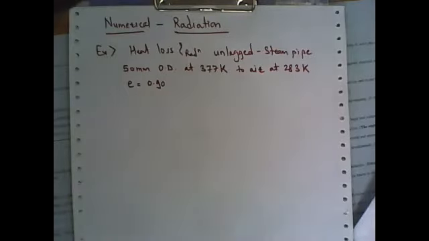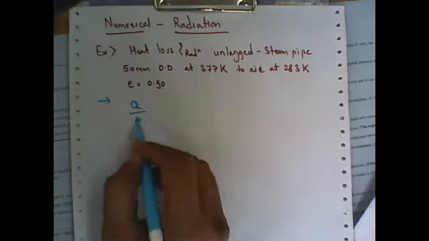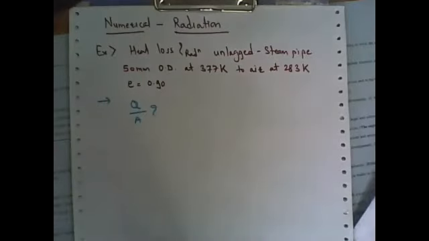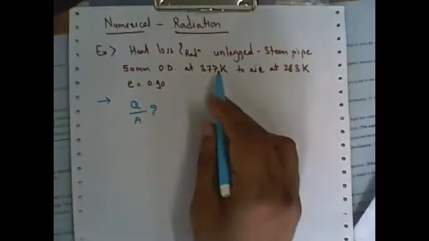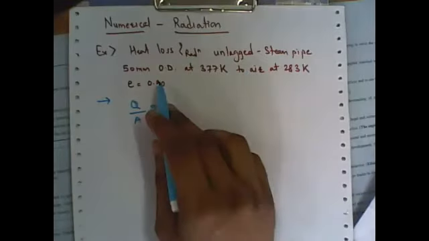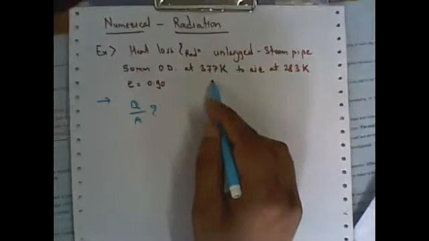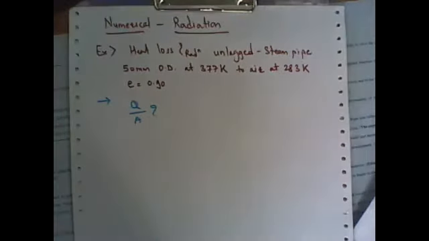In this example, they asked to calculate the heat loss. So that is Q or Q by A, that may be rate of heat transfer or heat flux. Then the given data is an unlagged steam pipe, the outer diameter of the pipe is 50 mm, and the temperatures are 377 Kelvin to 283 in air. Emissivity is given as 0.90.